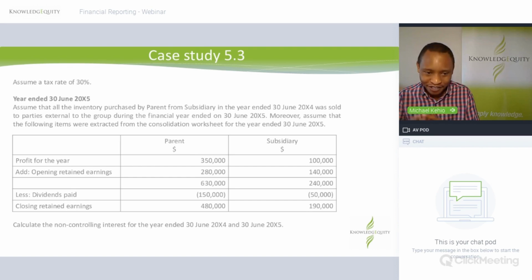Now, we are also given financial statements for the year ended 30th June 20x5. So you can see these are two different periods. We have 30th June 20x4 and we have 30th June 20x5. And again, exactly the same information is provided. Now, what is the question requiring us to do? We are required to calculate the non-controlling interest. Now, hopefully you now know that when we talk about non-controlling interest, we are talking about that minority interest. That particular component that is not owned by the parent company.